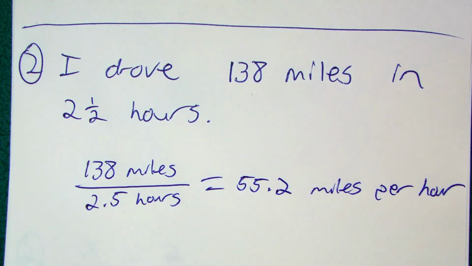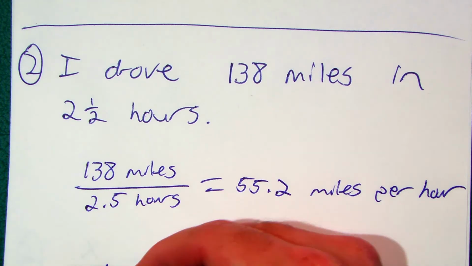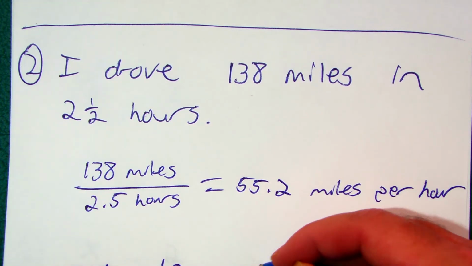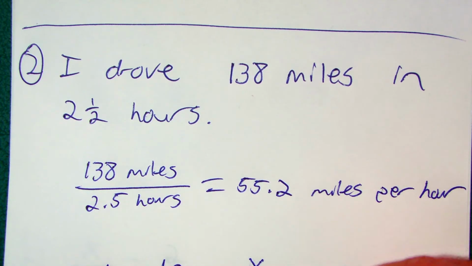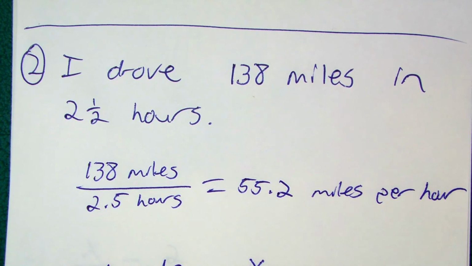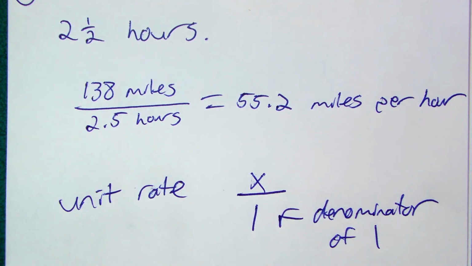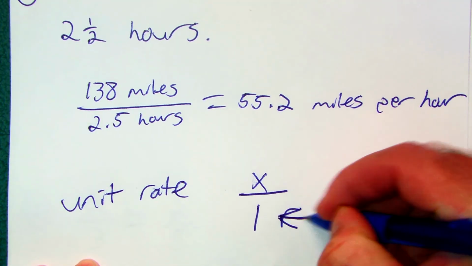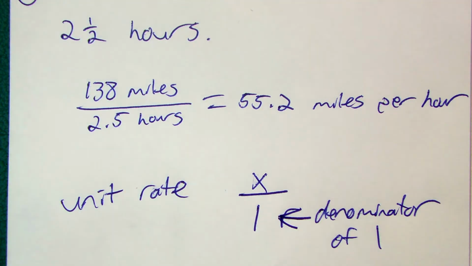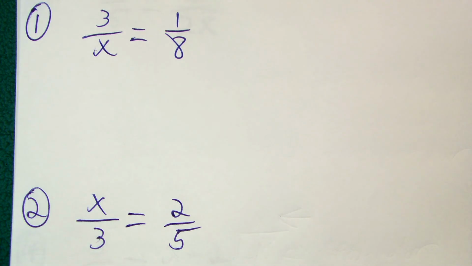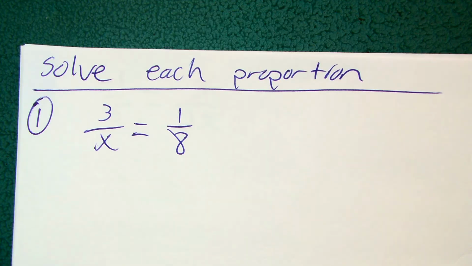That's your unit rate. A unit rate is always something divided by 1. You're always going to have that denominator of 1. When you go to the grocery store, all those rates are for 1 pound or 1 ounce. At gas stations, that's your price for 1 gallon of gas. So the denominator is 1. Next up, we have to start working on solving proportions.